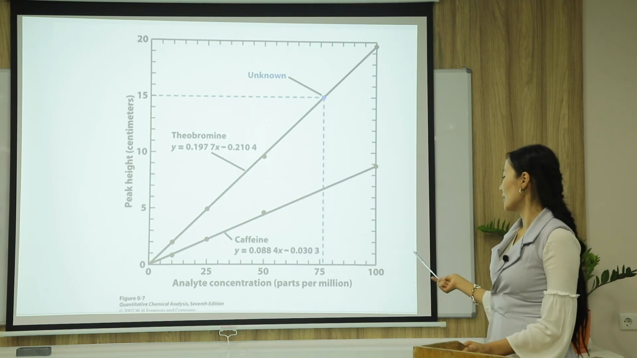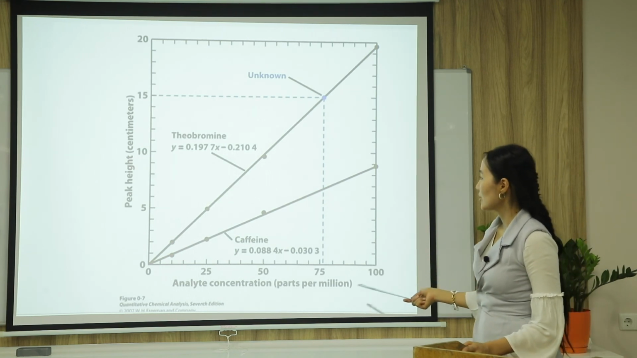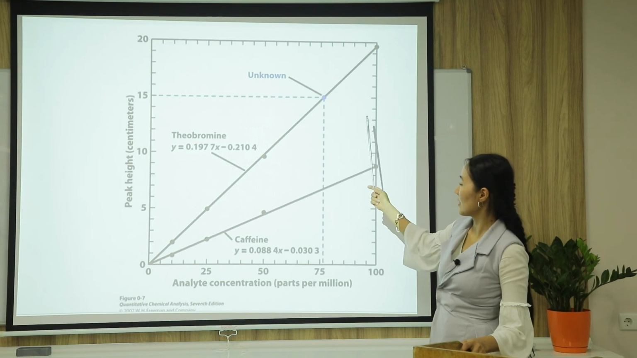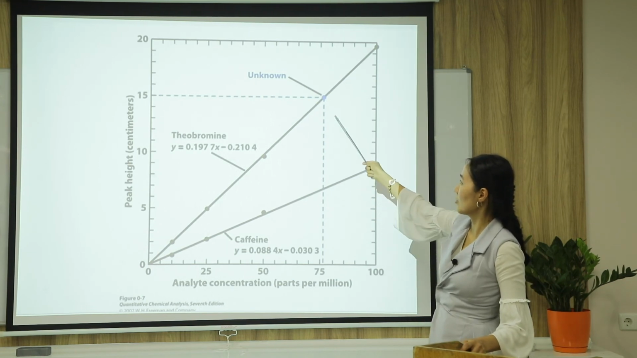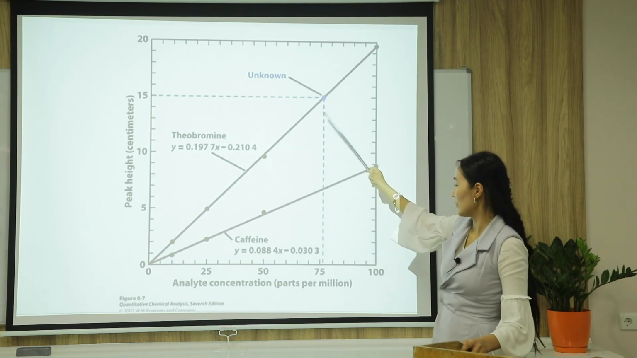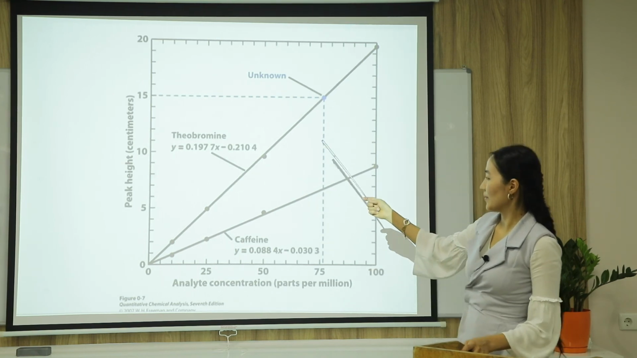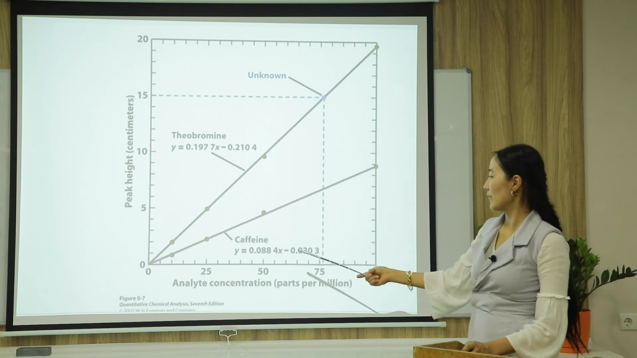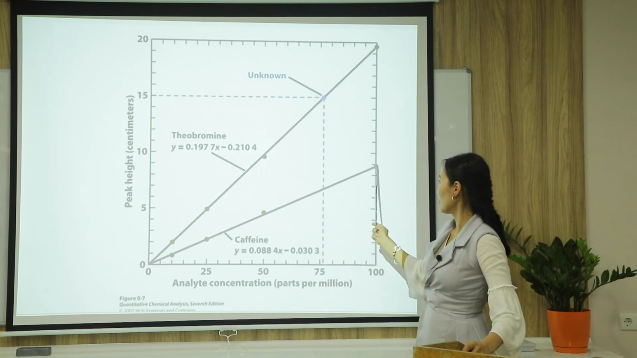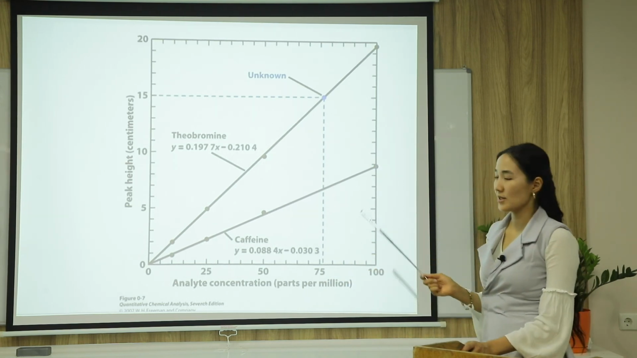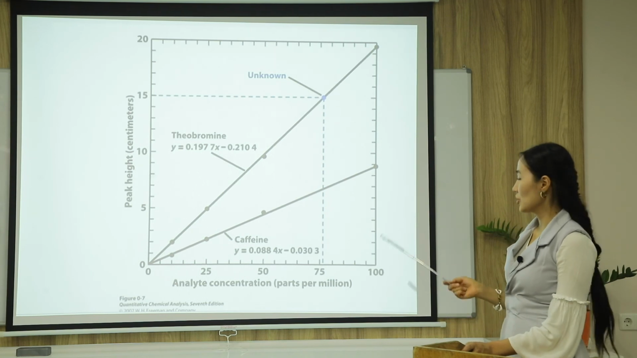Please, next. So here is analyte concentration in parts per million, and here the peak height in centimeters from 0 to 20, and analyte concentration from 0 to 100. You can see that the graph shows us the unknown part from 15 to 76. Theobromine is given by this equation, caffeine by the lower one. So here you can see that there is much more theobromine than caffeine.